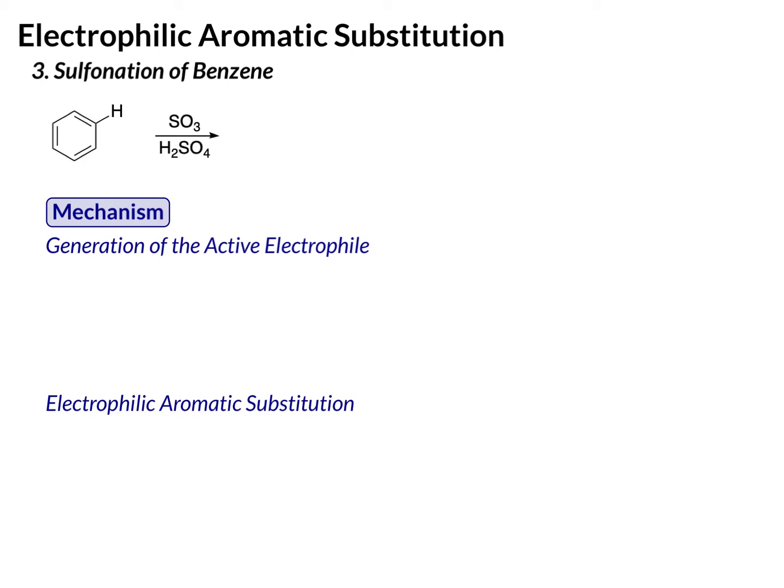The third electrophilic aromatic substitution reaction is the sulfonation of benzene. And we do this using a special reagent. What you do is you take sulfur trioxide gas and bubble that through sulfuric acid. And what that makes is an extra potent mixture known as fuming sulfuric acid.